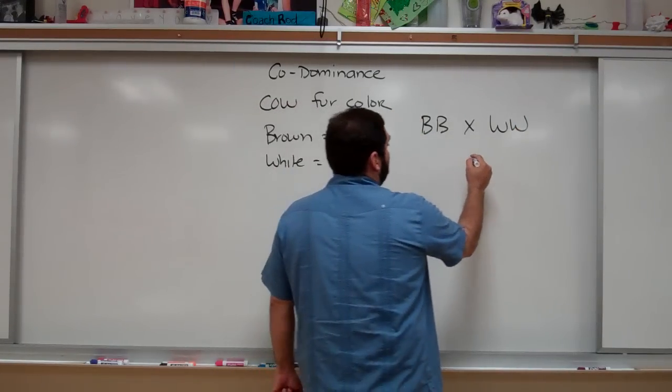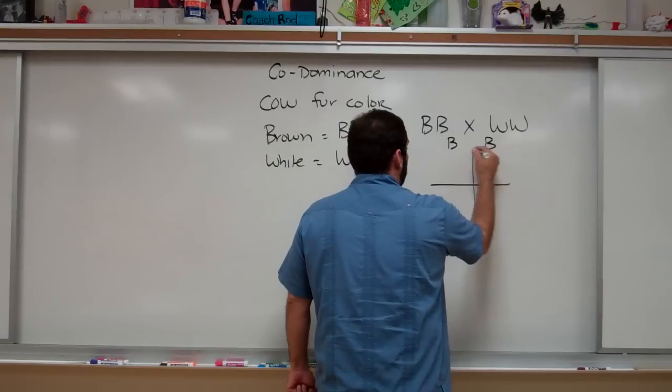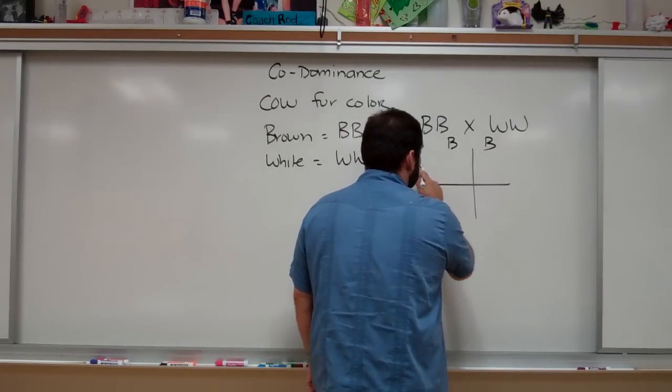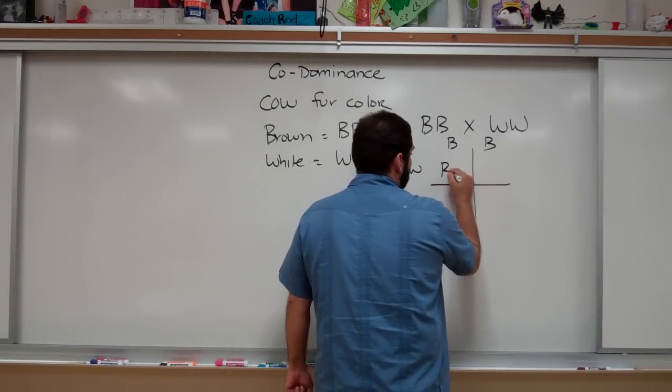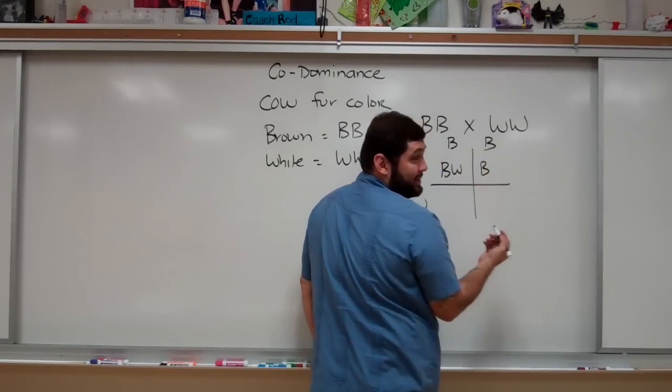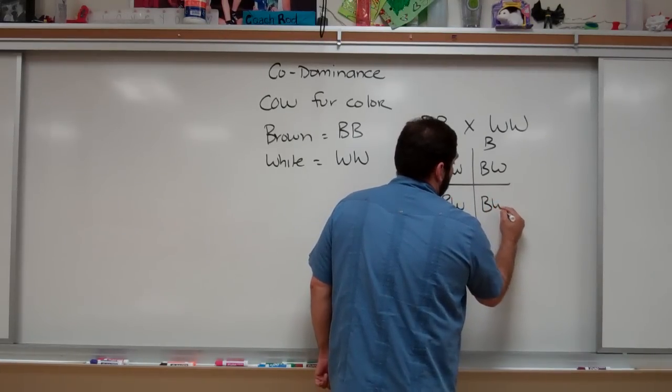Now, we're going to make our Punnett square. Again, it's pretty indifferent which goes on top, which goes on the side. So you're going to cross it. You're going to use your crossing method you learned back in 7th grade. You're going to get this.